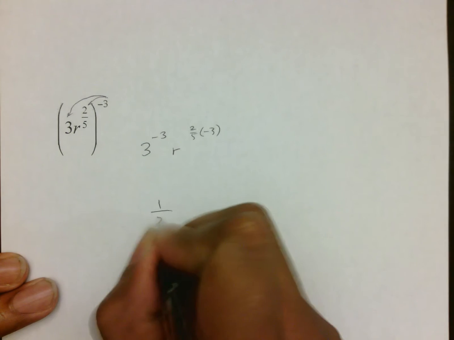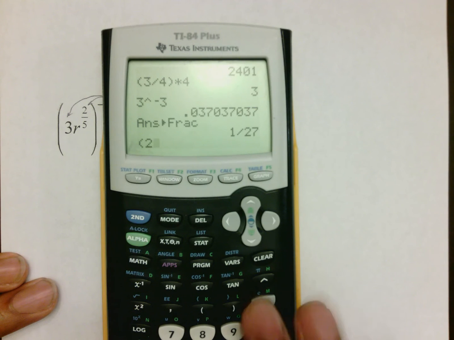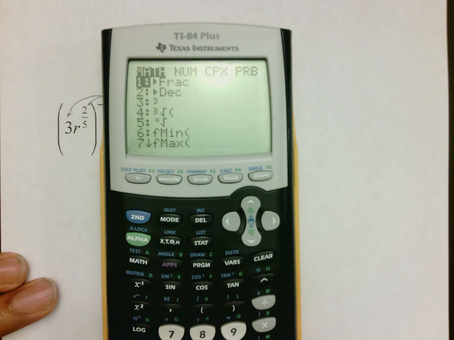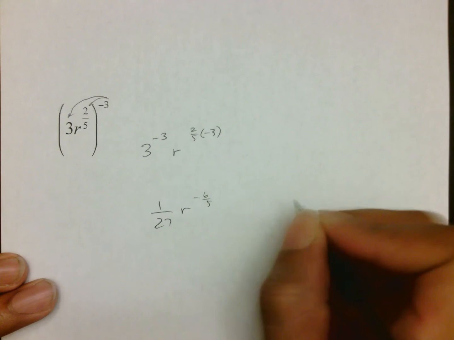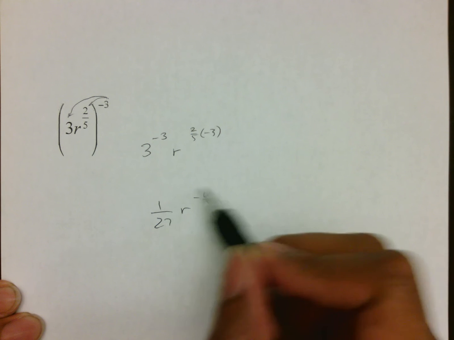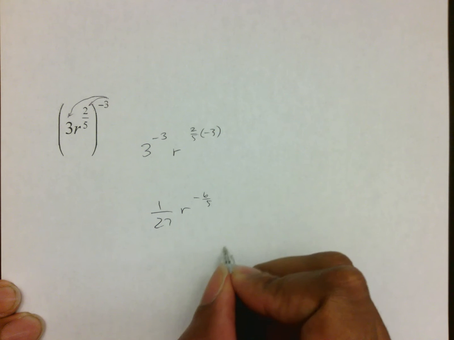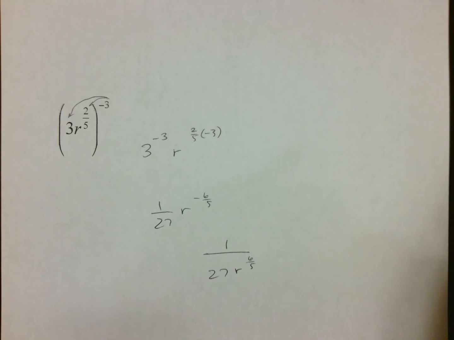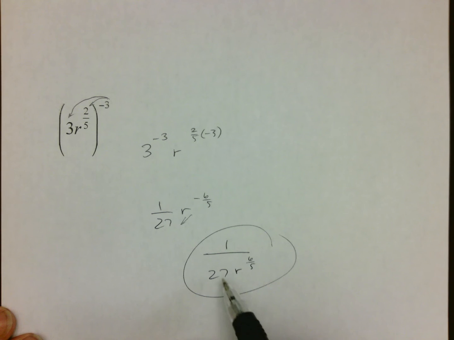1 over 27. r is going to go to the, I don't know what 2/5 times negative 3 is, so 2/5 times negative 3 gives me a decimal. So again, we convert that, which is negative 6 over 5. Once again, you have a fraction and you have a variable with a negative exponent. It means that that variable wants to go down with the 27. So our final answer is 1 over 27r to the 6/5. Again, the negative 6/5 told me that the r wants to go down. The 1/27 means 27 is obviously on the bottom, and that is where everything is. Alright.